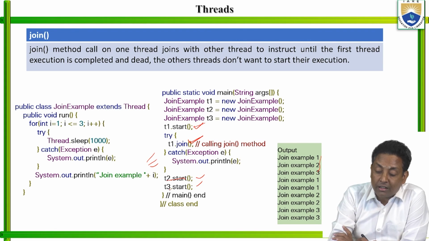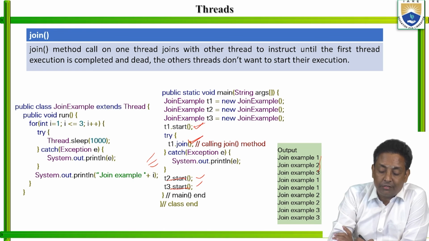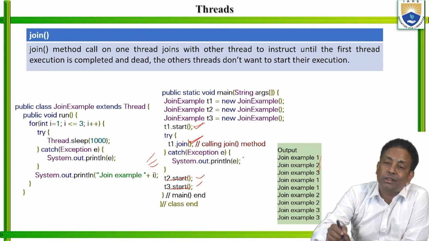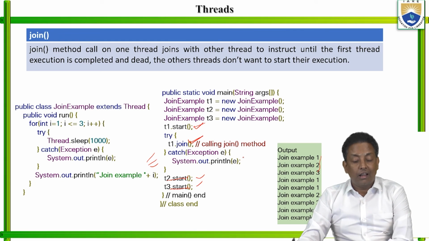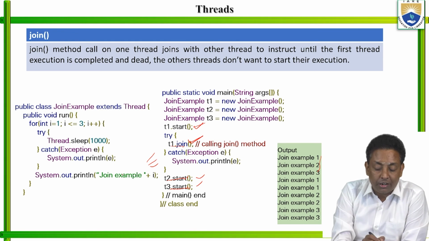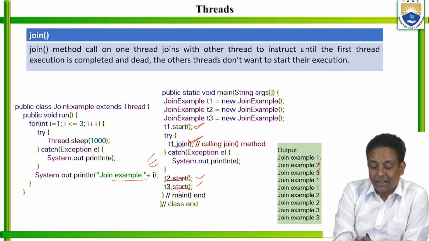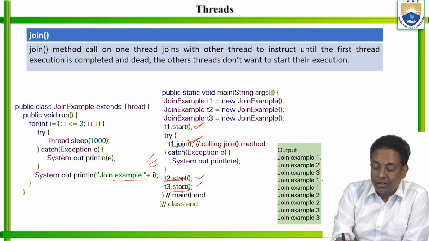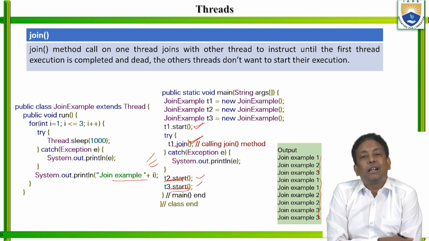Thread 2 and thread 3 are also objects of the same thread class, or these two objects can be objects of some other thread classes. Until the first thread's executions are all completed, the second and third thread executions don't start even a single time.